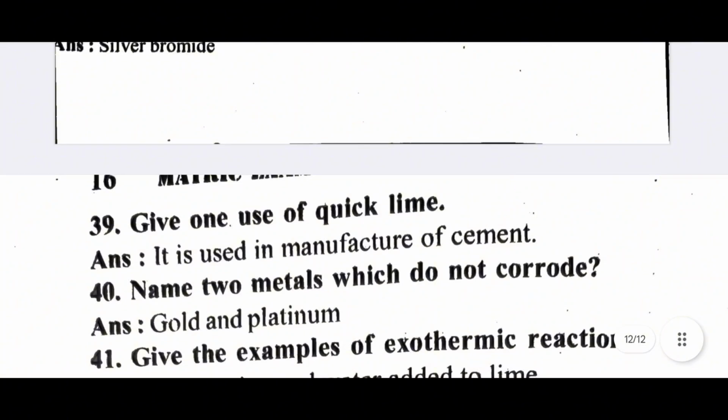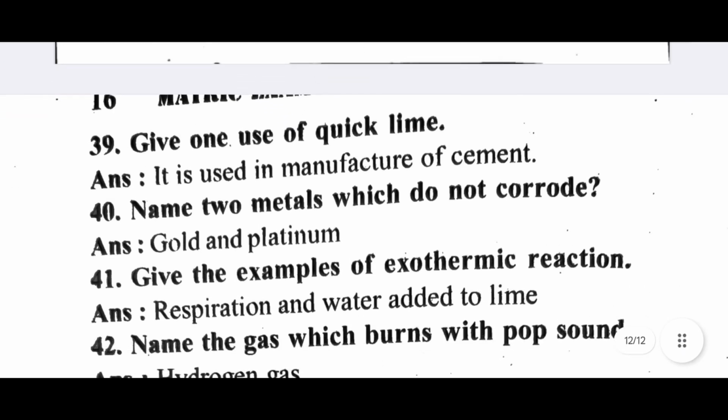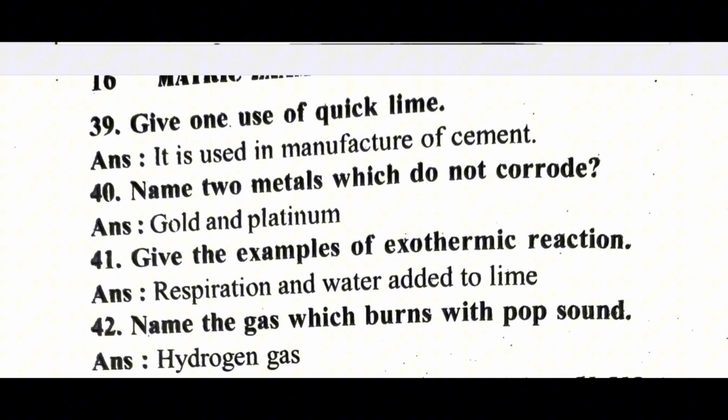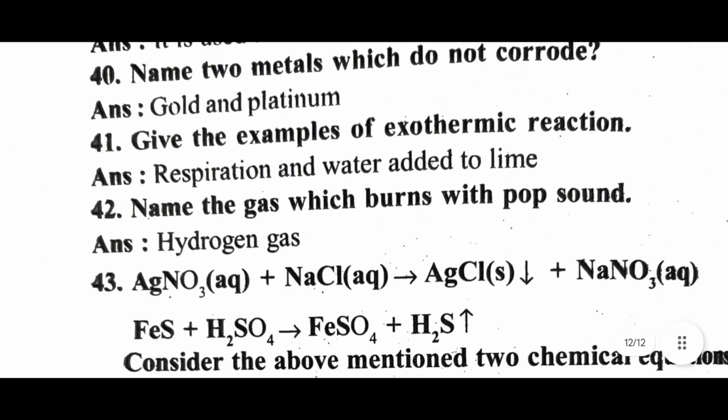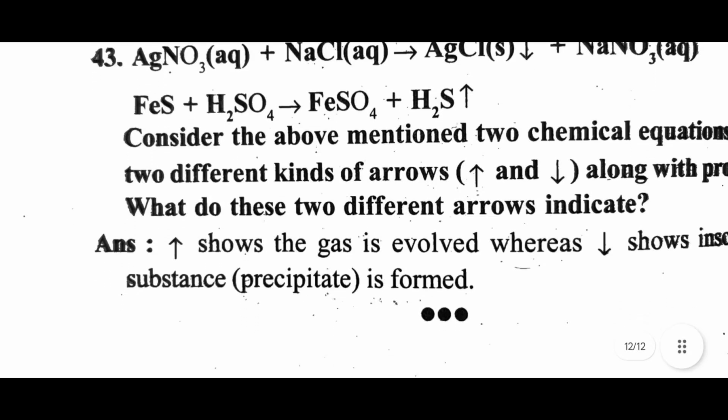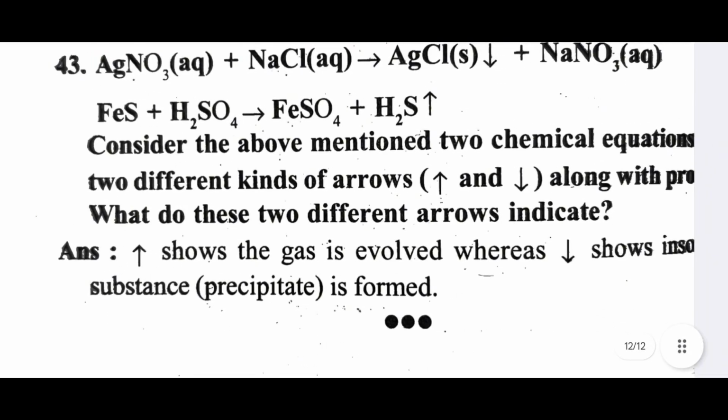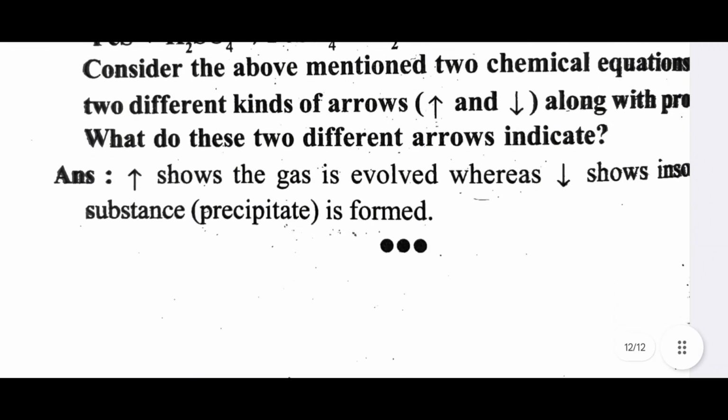Give one use of quicklime: it is used in the manufacture of cement. Name 2 metals which do not corrode: gold and platinum. Give an example of exothermic reaction: reaction between water and quicklime. Name the gas which burns with a pop sound: hydrogen gas.